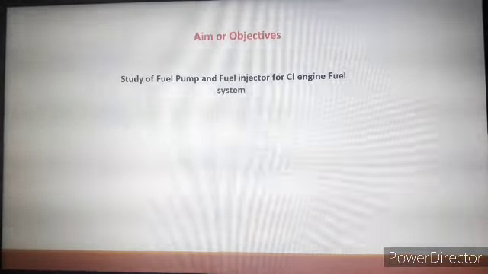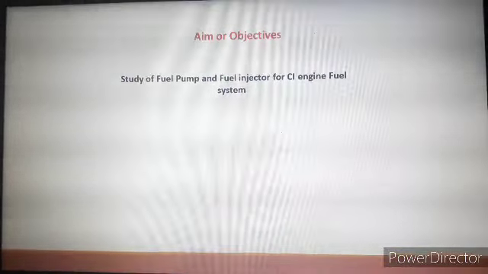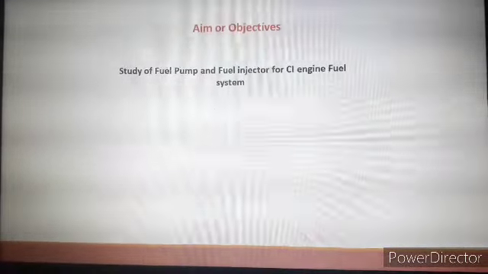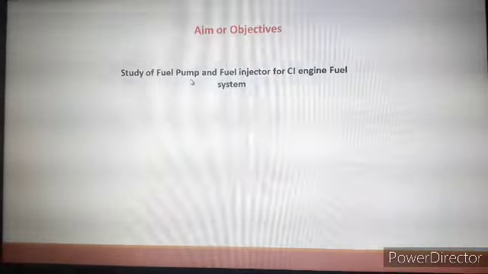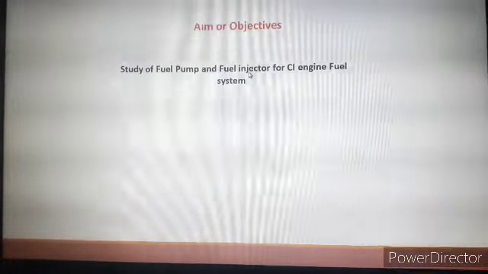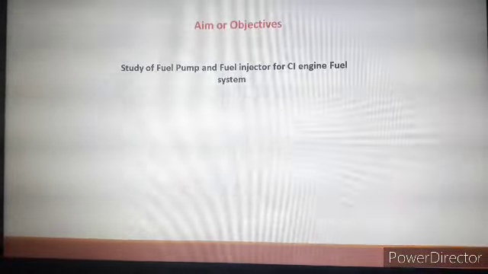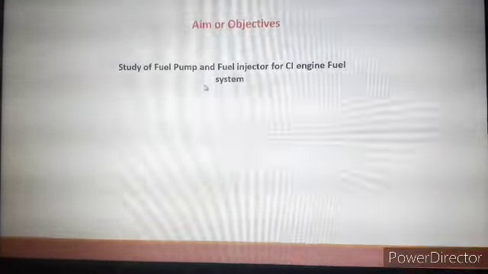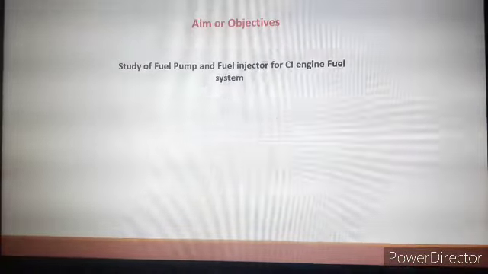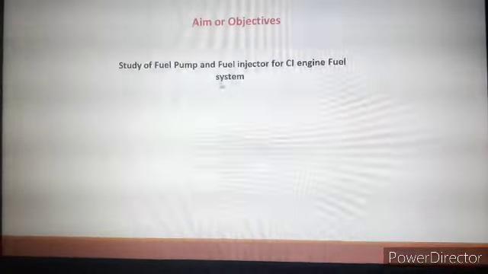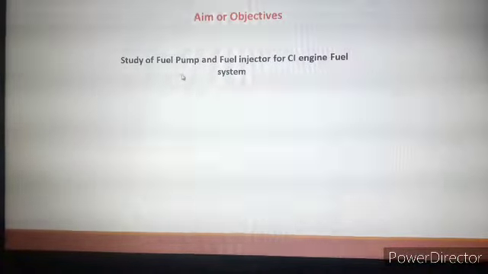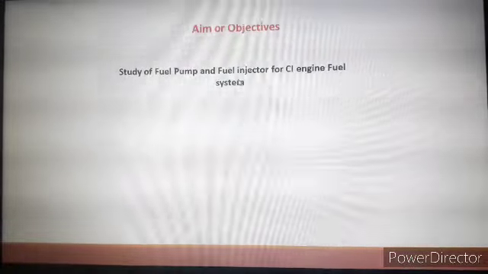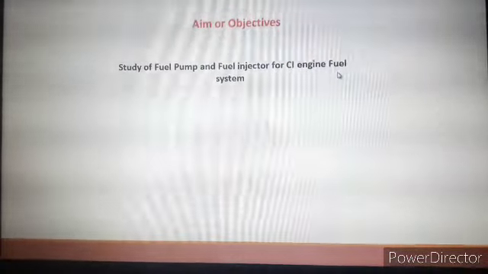During the study of SI engine, we discussed the carburetor and the MPFI system. And in the discussion of CI engine, we discussed the fuel injection systems, different types of fuel injection systems, and their classification. All this discussion we have to recall in order to understand today's experiment. The basic difference between the CI and SI engine is in terms of the carburetor and the fuel pump and fuel injector. So the carburetor is replaced by fuel pump and fuel injector system in case of CI engine.